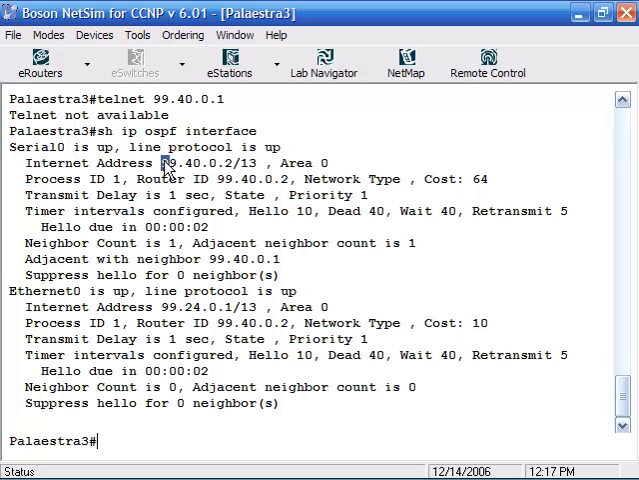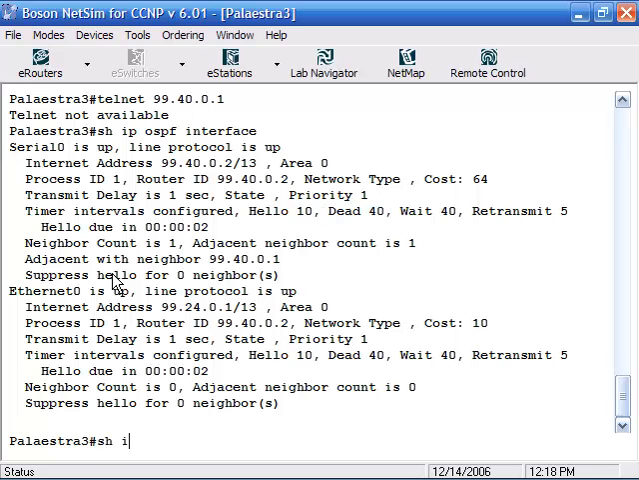Serial 0 is the one that connects to serial 1 on router B. IP, they're not the same, but they're compatible. Subnet mask is the same. Hello interval is 10. Dead interval is 40. Priority, we'll talk about that a little bit later in the next video, actually, with designated routers. But the key information matches, so they're able to become neighbors.